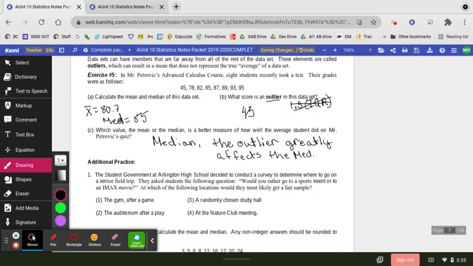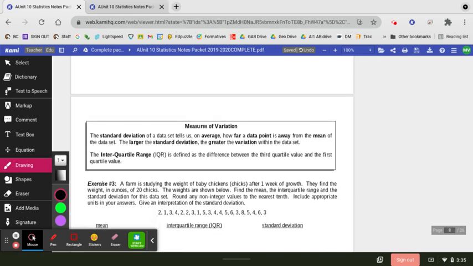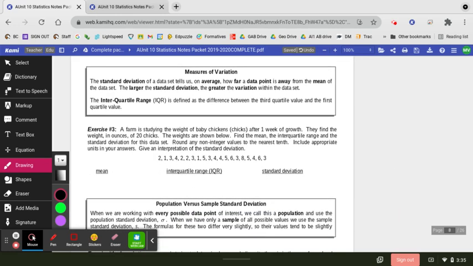So we're going to do these additional problems here in class, but I want to scroll down to page 8, where we're going to talk about measures of variation. Standard deviation of a data set tells us on average how far the data points are away from the mean of the data. The larger the standard deviation, the greater the variation within the set. And the interquartile range, which is the IQR, is defined as the difference between the third quartile and the first. So to find our IQR, we do Q3 minus Q1. Our calculator will do our standard deviation for us.